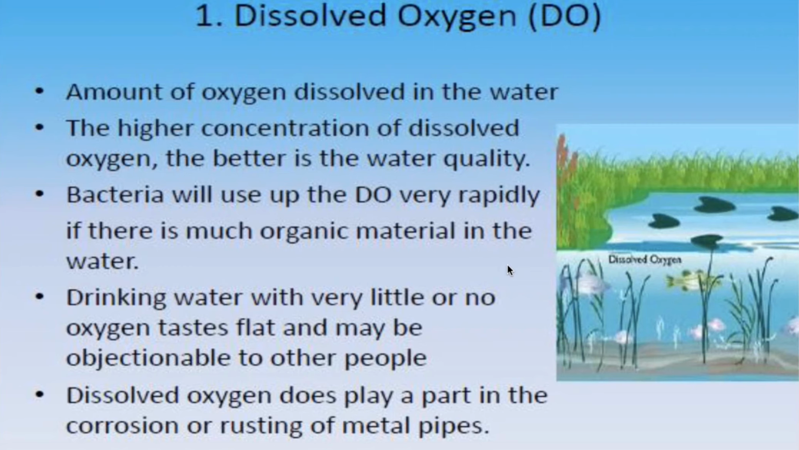And at very high dissolved oxygen level, we know that oxygen is a chemical, right? Oxygen is a chemical. With too much oxygen in the water, it can cause an oxidation process. When you say oxidation process, the active chemical there is oxygen. So, nagkakaroon ng corrosion or rusting yung mga metal pipes.